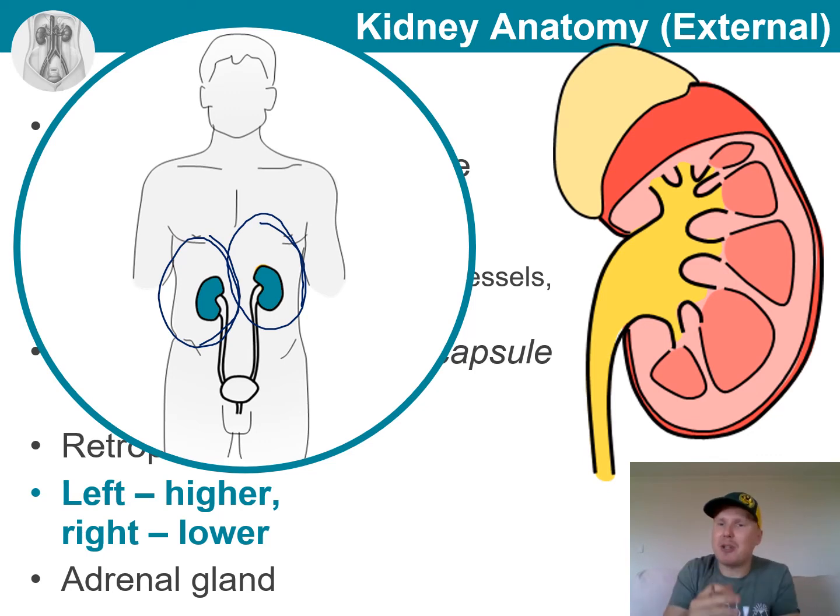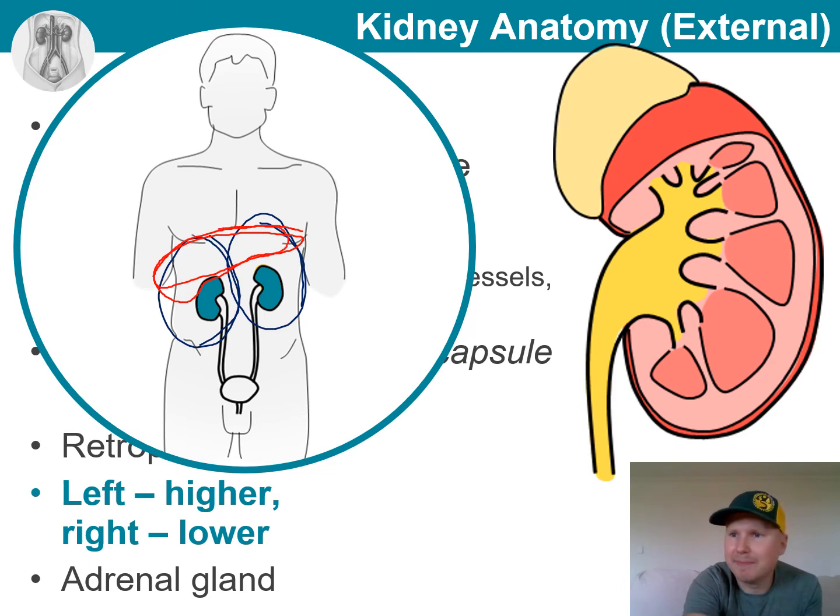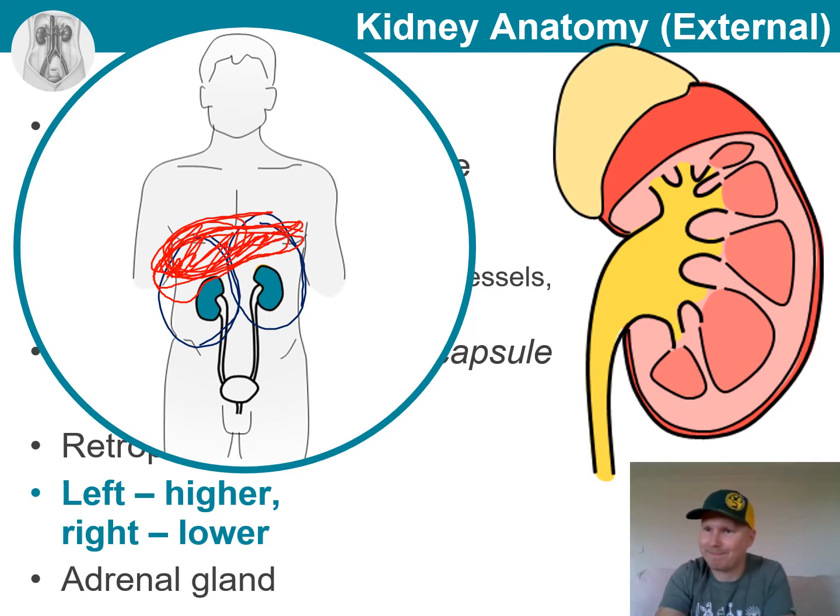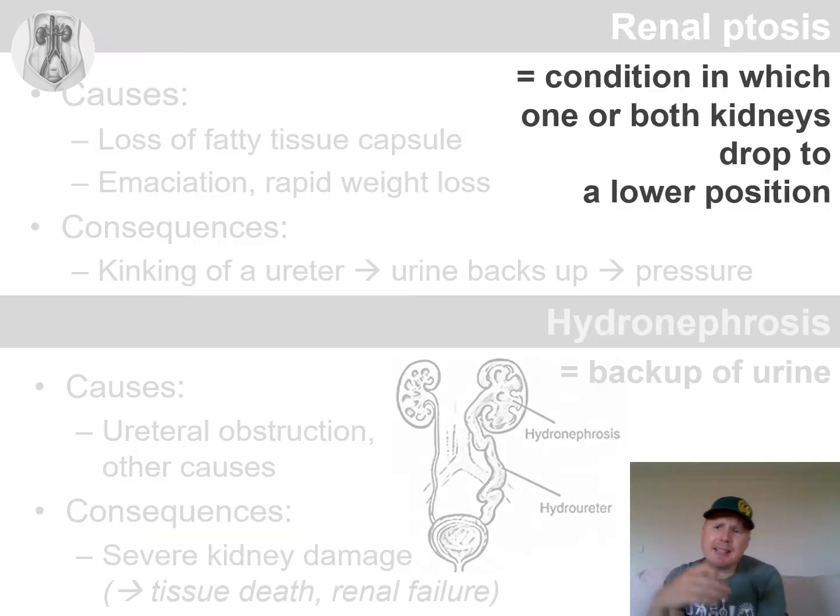Well, the answer is, of course, in the fact that the liver is largely located on the right side, above the kidney, and therefore the kidney on this side ends up being a little lower. And this leads us to look just briefly at one clinical condition that I wanted to mention.